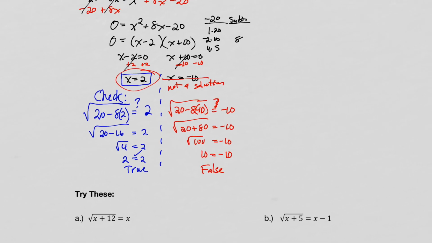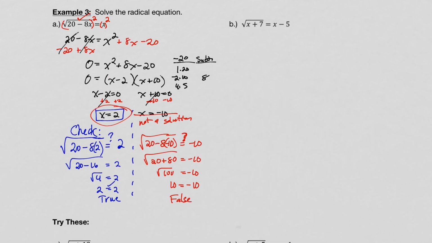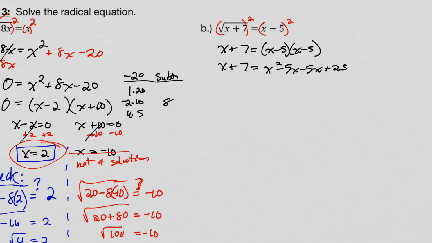Okay. So as you can see, it's a lot of work. Go ahead and try B on your own. And we'll see how you do in a few minutes. Okay, just to give you a little head start, you should have gotten this much. Square both sides because the radical is isolated. And that creates this quadratic over here on the right side, which we have to repeat and then FOIL.